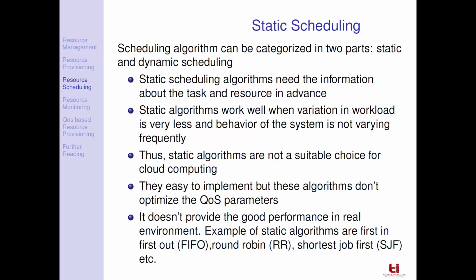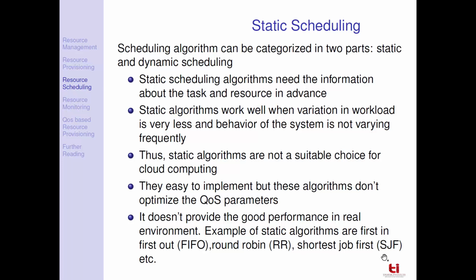The requests which are coming from the user and the kind of QoS requirement they have need to be analyzed, and then the resources based on the QoS requirements need to be allocated. So it does not provide a good performance in a real environment. Examples are first in, first out, round robin, shortest job first. First in, first out means whichever job comes first has to be executed first. Round robin means every job will be executed in a round robin fashion.